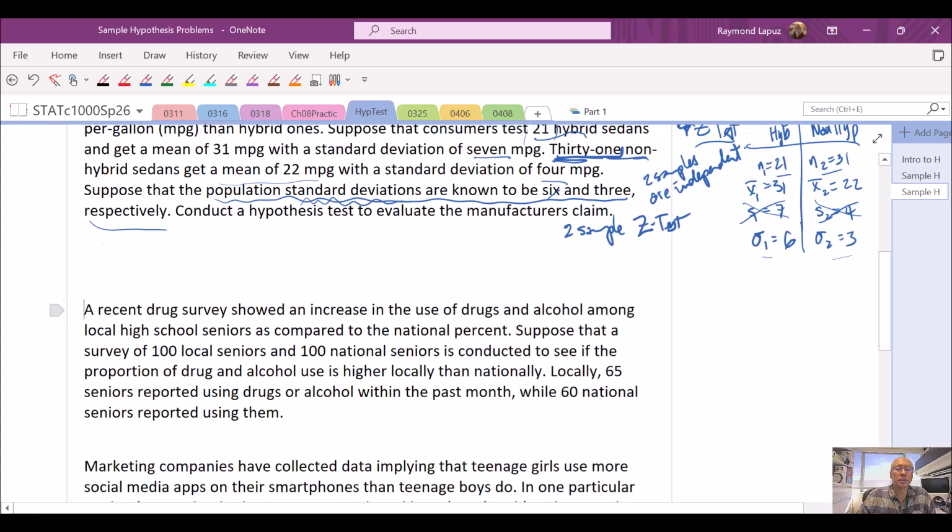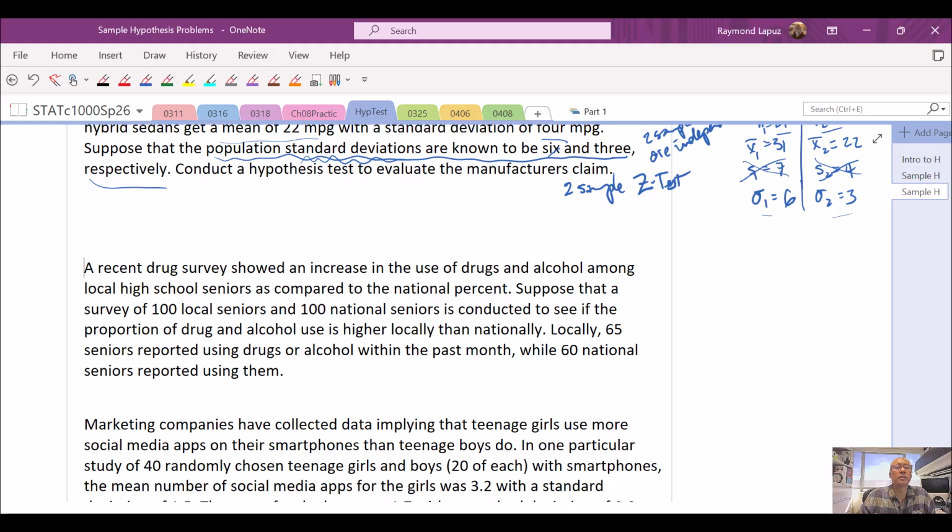A recent drug survey showed an increase in drugs and alcohol use among high school seniors compared to the national percentage. Suppose a survey of 100 local seniors and 100 national seniors is conducted. See if the drug proportion and alcohol use differ locally and nationally. Locally, 65 seniors reported drug use within the past month, and 60 nationally reported using them.